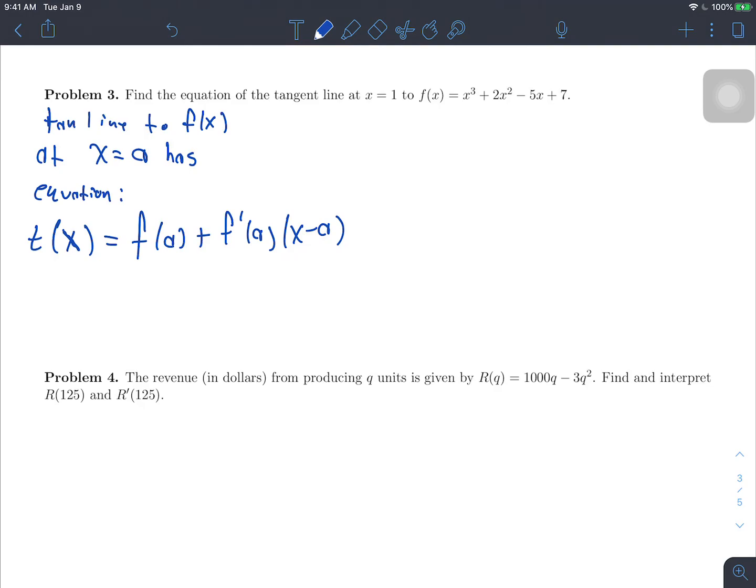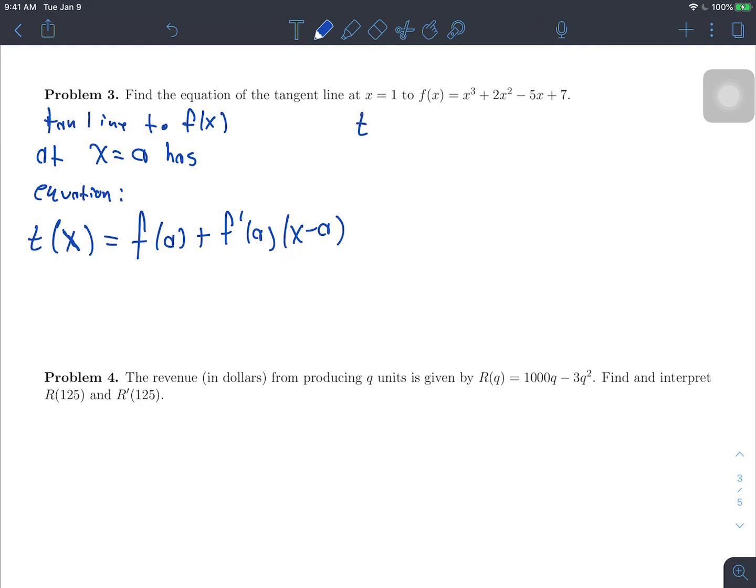This is the tangent line. It's the same exact equation we use for tangent line approximation because that's exactly what tangent line approximation is. We're using the tangent line to approximate the function. So the equation that we use for tangent line approximation of the function is the same as the equation of the genuine tangent line.